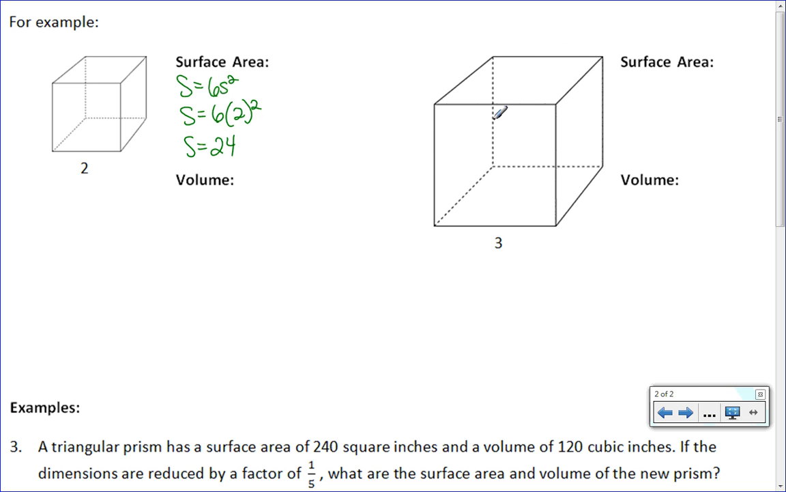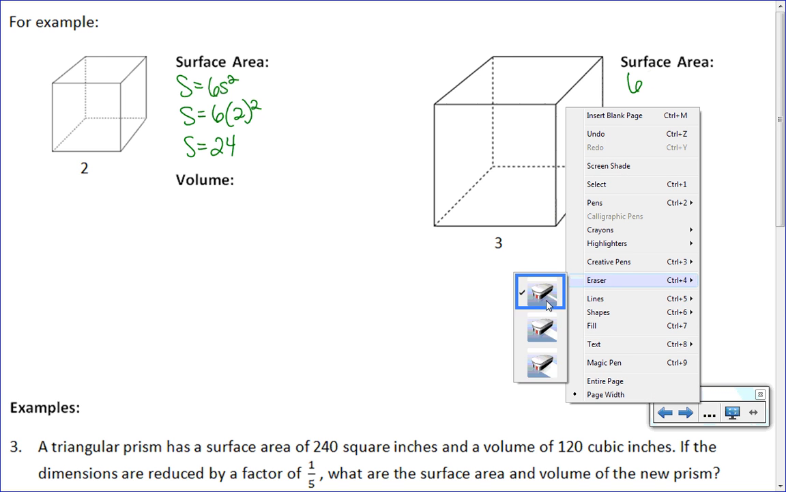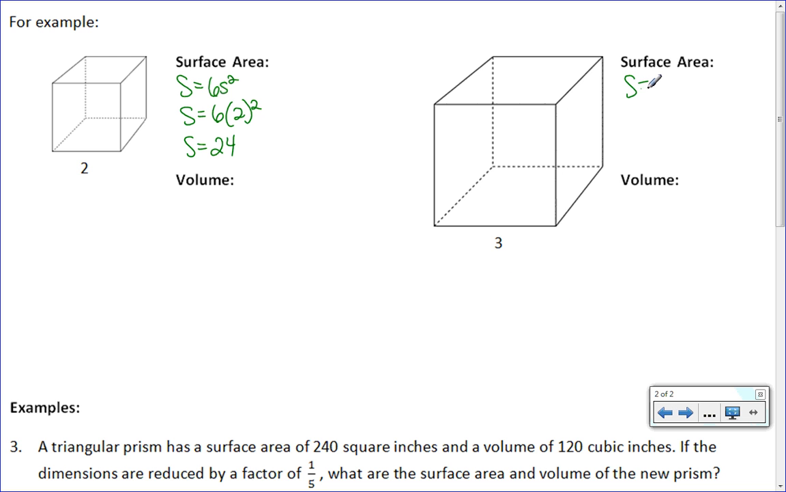In this cube, we now have a side length of 3. So again, we'll use our shortcut, SA equals 6s squared. And here the s is 3, so SA equals 6 times 3 squared. And again, order of operations, 3 squared is 9, 6 times 9 is 54. Okay, so now I chose two numbers where it wasn't really easy to see what you multiplied one by to get the other, because that won't always be the case.